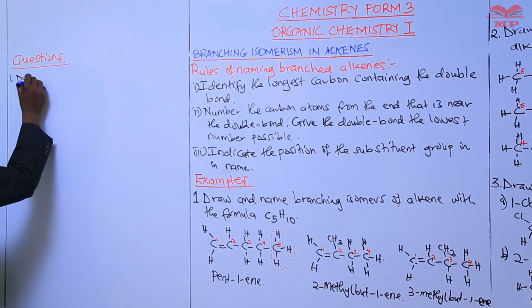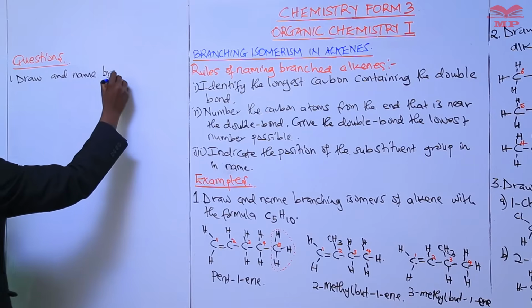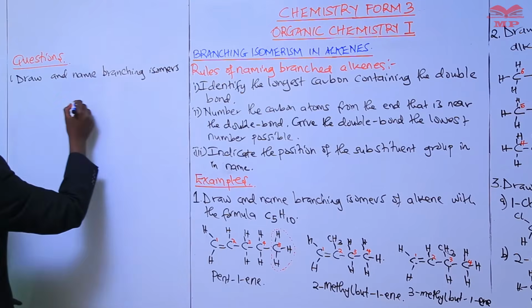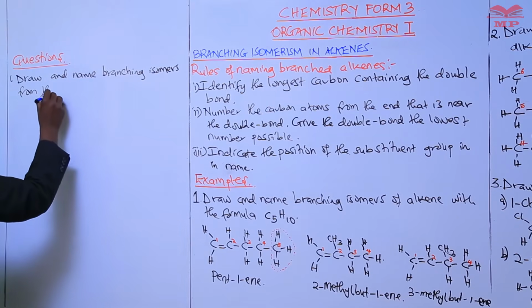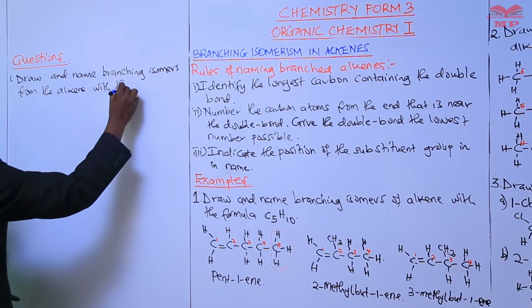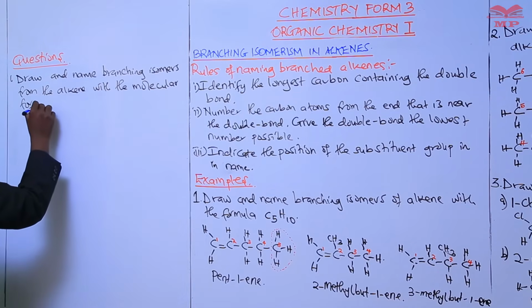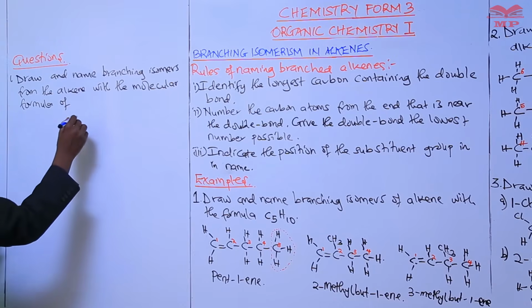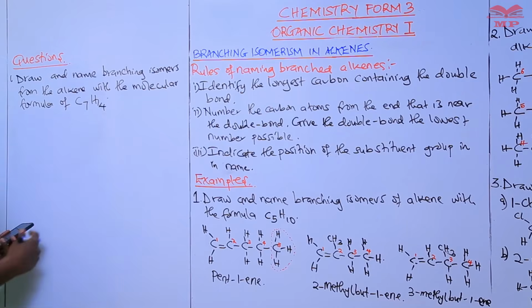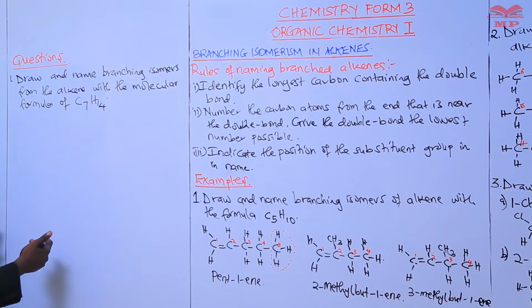Question 1, draw and name branching isomers from the alkene with the molecular formula of C7H14. You realize we are going to have quite a number of branching isomers. They are more than 5.